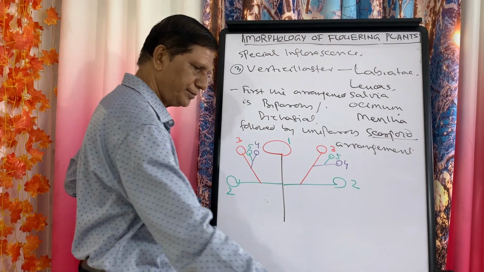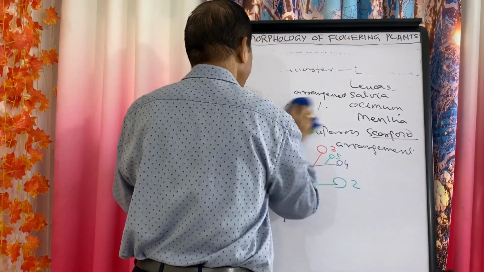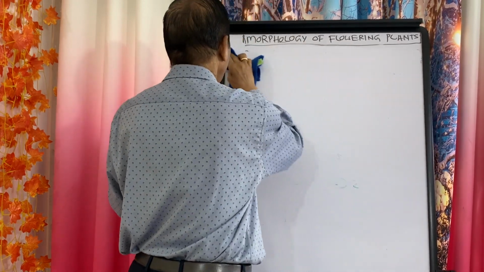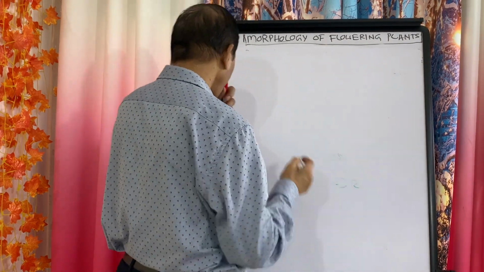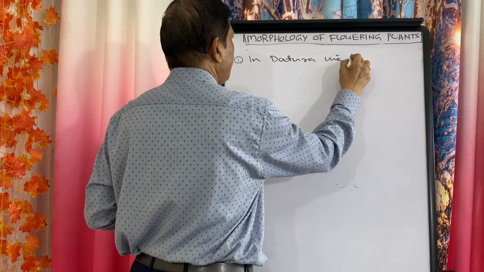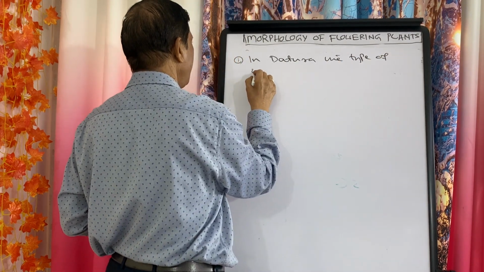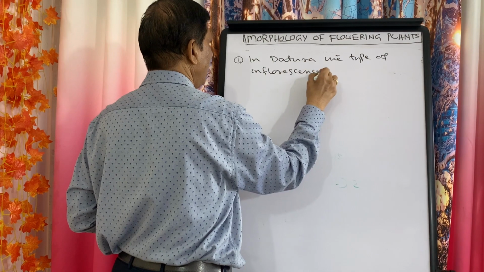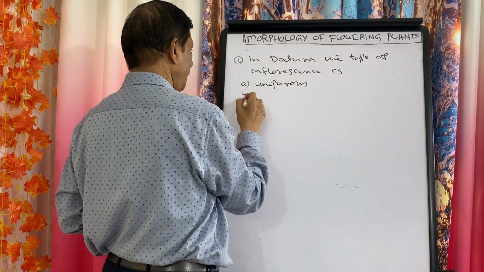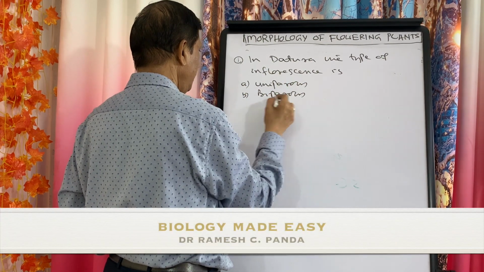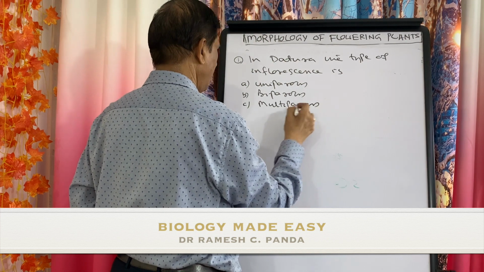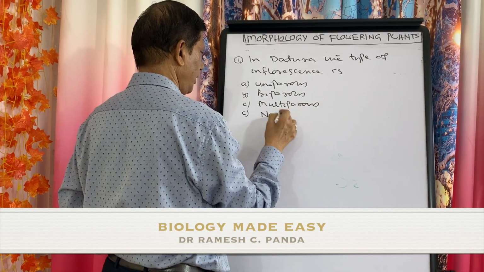Let us discuss questions. Number one. In Datura, the type of inflorescence is uniparous, biparous, multiparous, or none of the above.